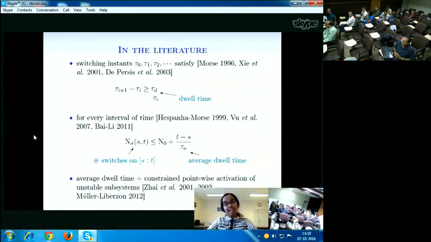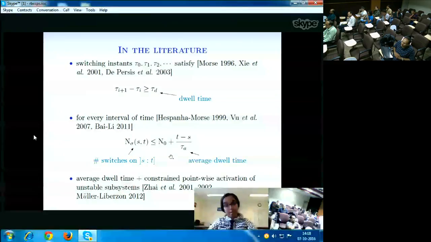Now, a slightly relaxed condition is what we call average dwell time switching. What happens is that you are allowed to switch slightly faster at places as long as you do not switch too fast on an average. And how fast you can switch on an average is guaranteed by this condition.